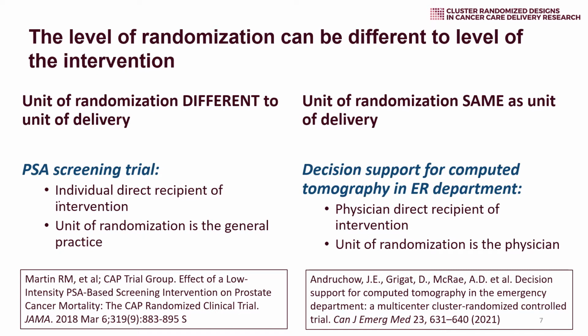On the right-hand side, an example where the unit of randomization is the same as the unit of delivery. So this example is an evaluation of a decision support system in the ER department. The physician is the direct recipient of this intervention because he is provided with these support tools. And the unit of randomization also happens to be the physician. So an example where the unit of randomization is the same as the unit of delivery.